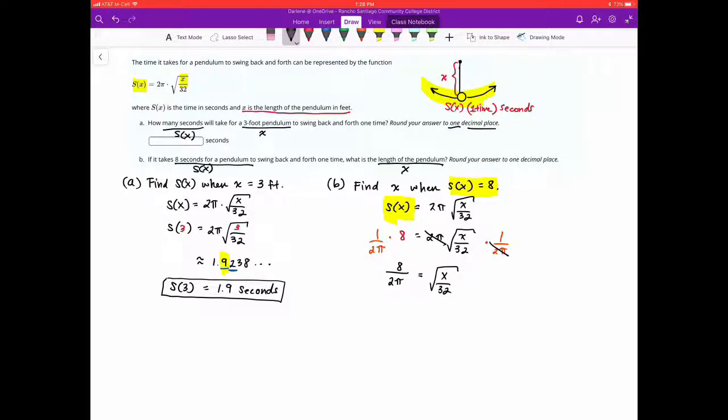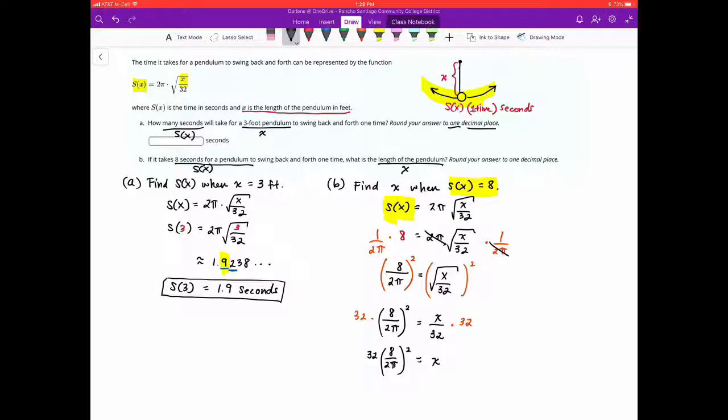Since the x is in the radicand of the square root, now I have to square each side. And be careful, make sure you do both sides. Therefore, I get 8 over 2 pi squared equals, the square root of something squared is just the radicand itself. And now I can easily multiply each side by that denominator of 32 and get 32 times 8 over 2 pi squared equal to x.